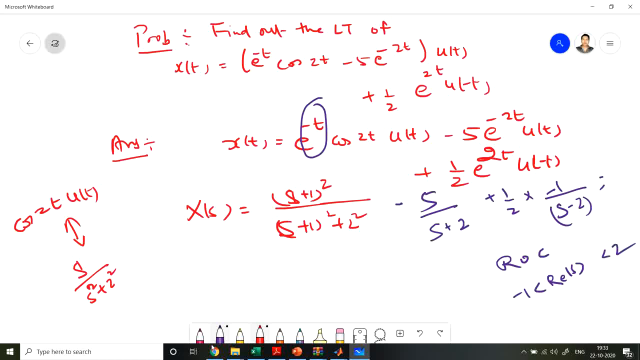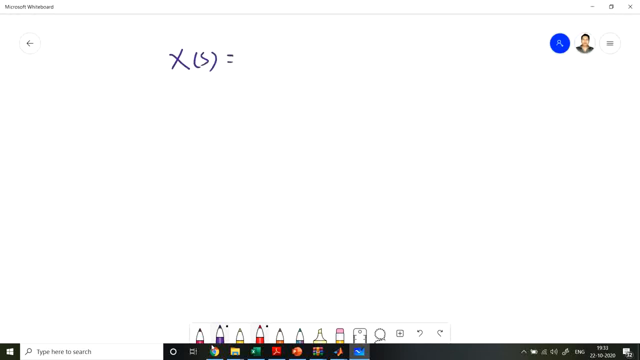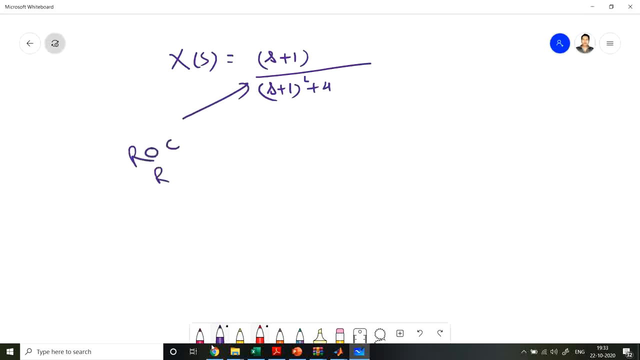How is this ROC coming? Let us check the ROC. We have written X(s) equals (s plus 1) divided by (s plus 1) whole squared plus 4, and the ROC of this signal is real part of s greater than 0. The second signal's Laplace transform is 5 divided by s plus 2.